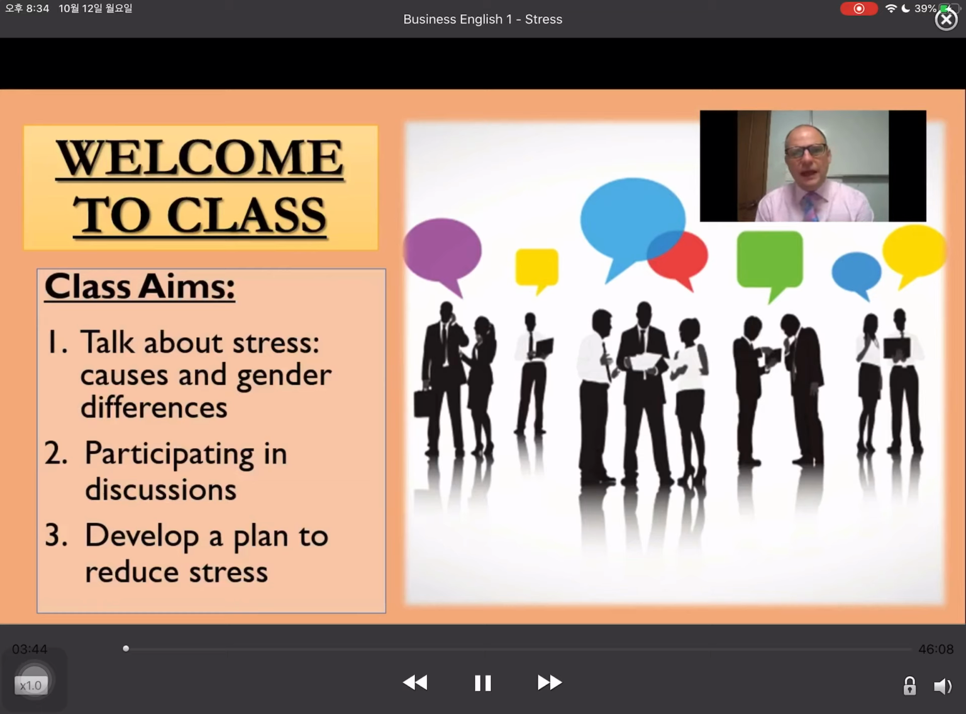So hopefully you're aware of some of those terms, you know what they mean, and you'll be able to use them a little bit during this unit. Other things we're going to look at: stress, causes, and some gender differences. We're going to look at participating in discussions, and we're going to look at developing a plan to reduce stress. That's going to be the case study in the forum post this week. Okay, so let's make a start then.